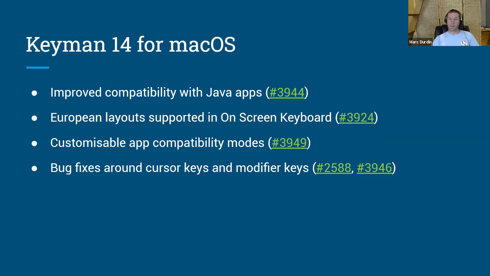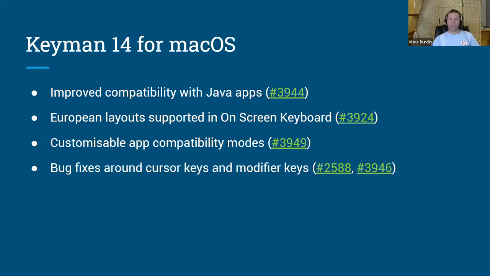The compatibility modes were quite important. On Mac OS, we have two different modes of running Keyman. We have a legacy compatibility mode and we have a modern mode. The legacy compatibility mode exists because there are apps that were written some time ago that don't integrate all that well, and so Keyman needs to work around them to actually type in them. The problem is that we have been unable to detect thus far which apps need compatibility mode and which apps can work in modern mode.